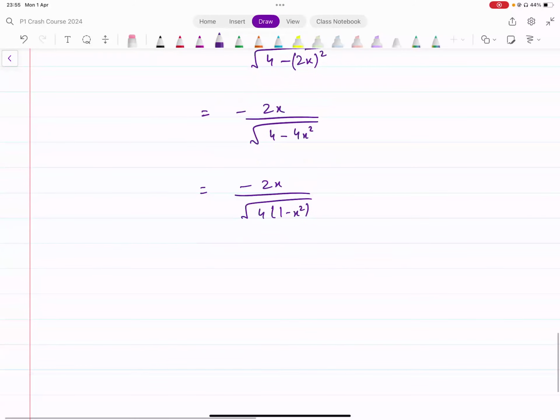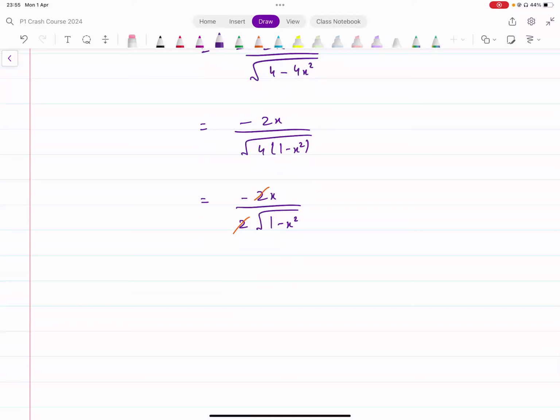All right. And now this 4 can be written outside. So it becomes minus 2x over square root of 4. What's that? That's 2. So 2 into square root of 1 minus x squared. 2 and 2 get cancelled. And we are left with minus x over square root of 1 minus x squared. That is fg of x.